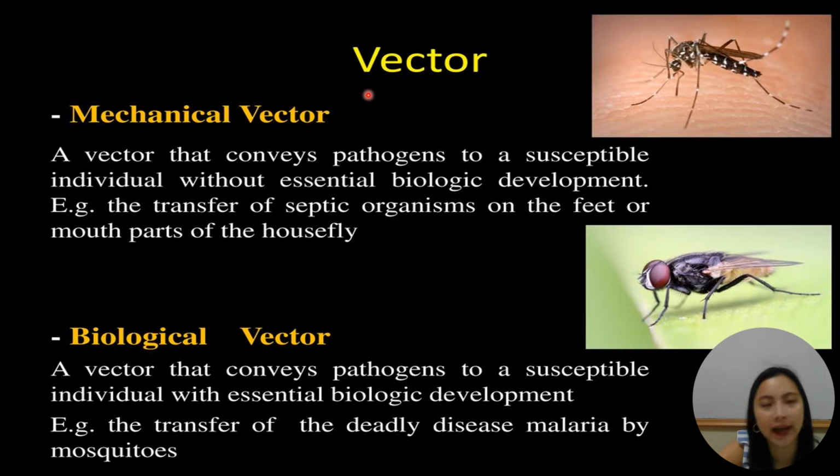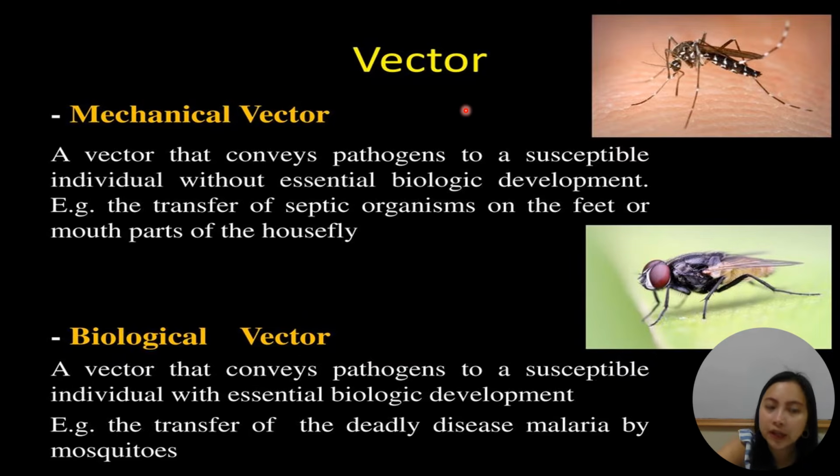Aside from host class, we also have vectors. Vectors are responsible for transmitting the parasite from one person or from one organism to another. There are two types of vectors. There's a biologic or biological vector, and there's also a mechanical vector.